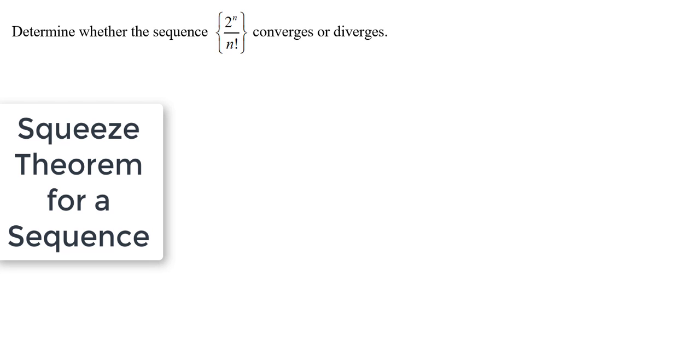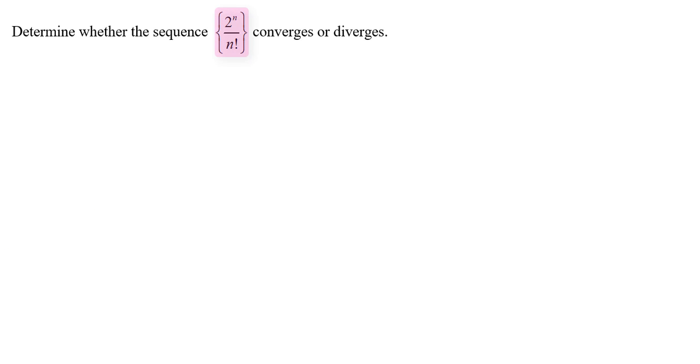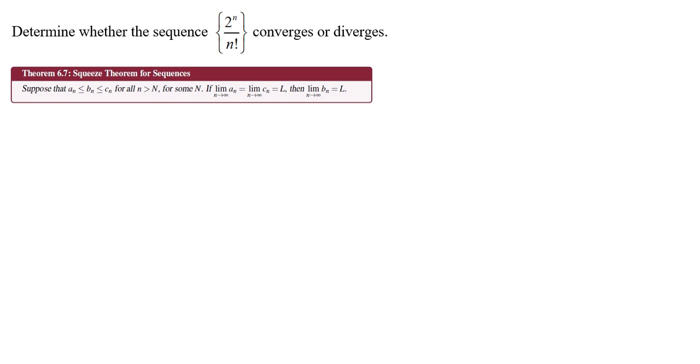We are asked to determine whether the given sequence converges or diverges. We could take the limit as n goes to infinity, but let's use the squeeze theorem instead, where the middle term b subscript n is our sequence 2 to the n over n factorial.